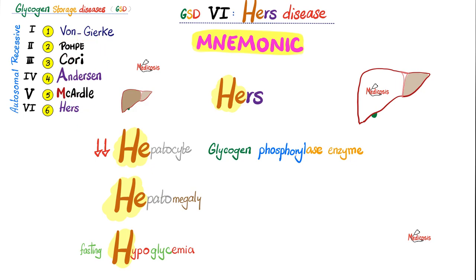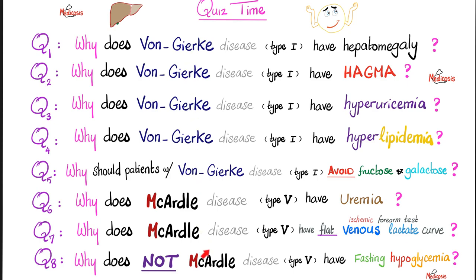If you go back and watch my previous videos, I have a mnemonic for each one of these glycogen storage diseases. So there is a mnemonic for Von Gierke, another for Pompe's, another for Cori, etc. By watching all my glycogen storage diseases videos, you should be able to answer all of these questions. If you can answer them, please let me know in the comments. And let's see who's gonna get the correct answers first.